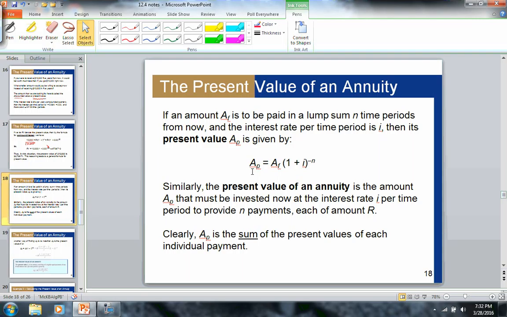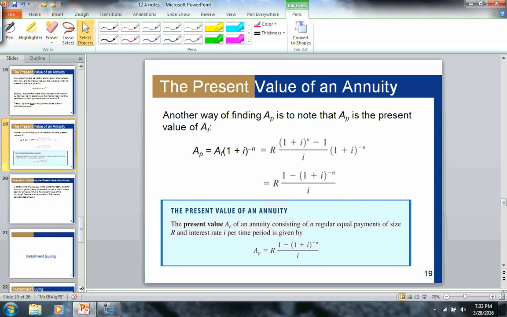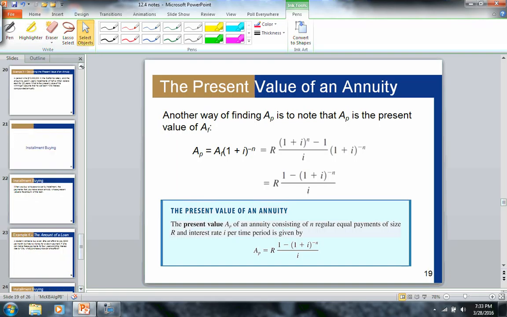Okay? And A sub P is going to be the present value that we'll have. We still have our interest rate. We have the N time periods. We still have our A sub F for the amount that's going to be paid in that lump sum, that future amount. Okay. And here again, we're dealing with a sum because we're taking all of these payments and we're adding them up over time. Okay. So that's why we're dealing with these types of equations in this chapter as well, because they're all sums.